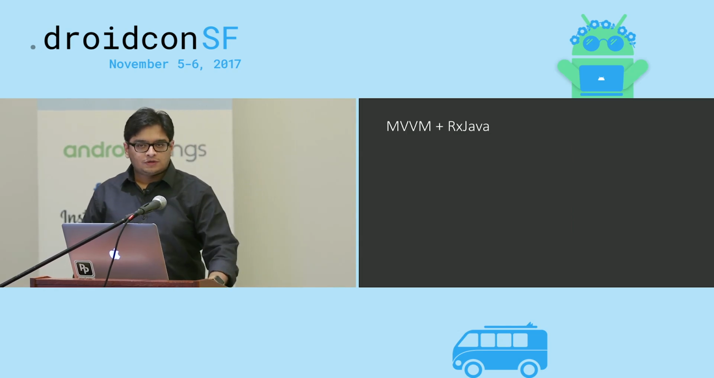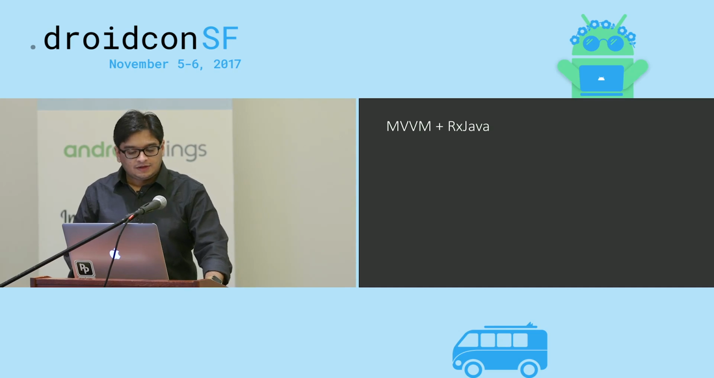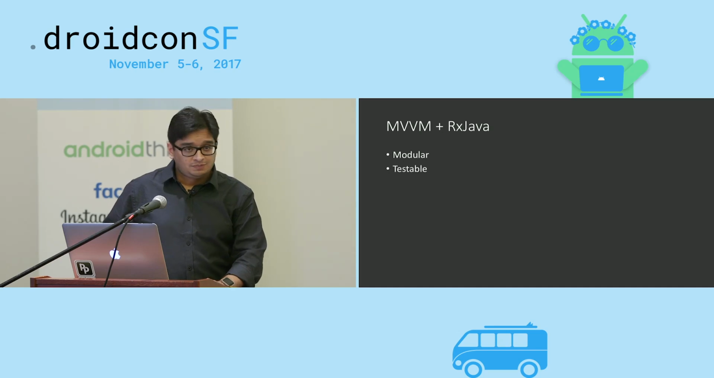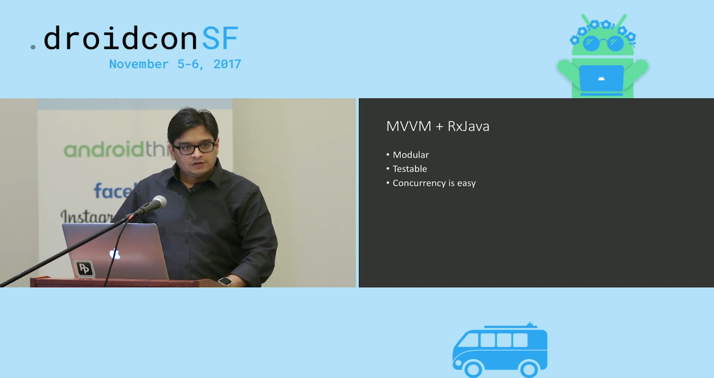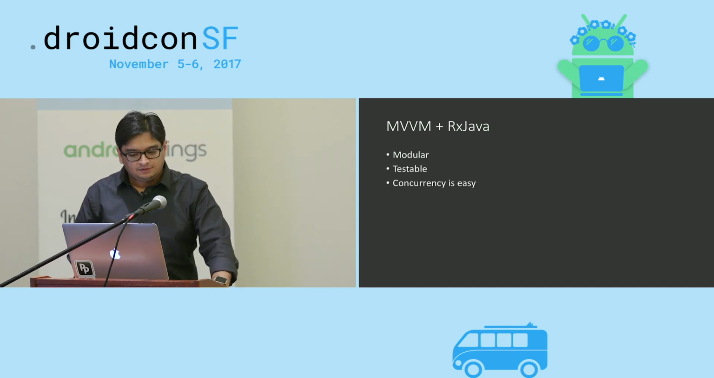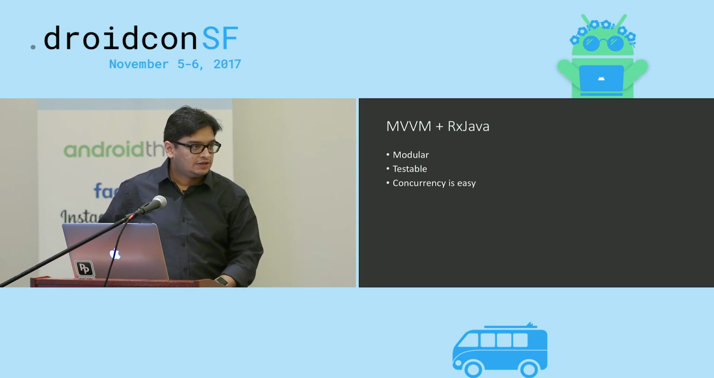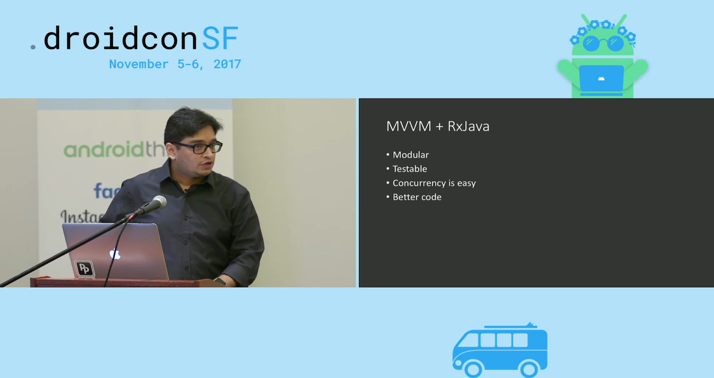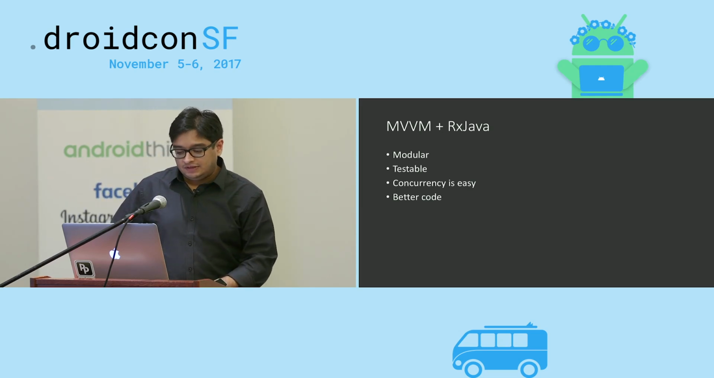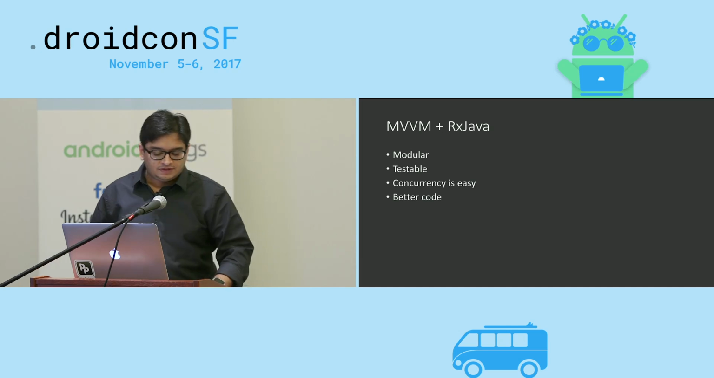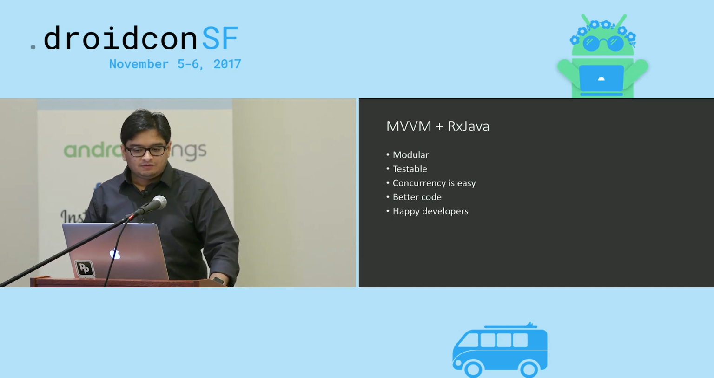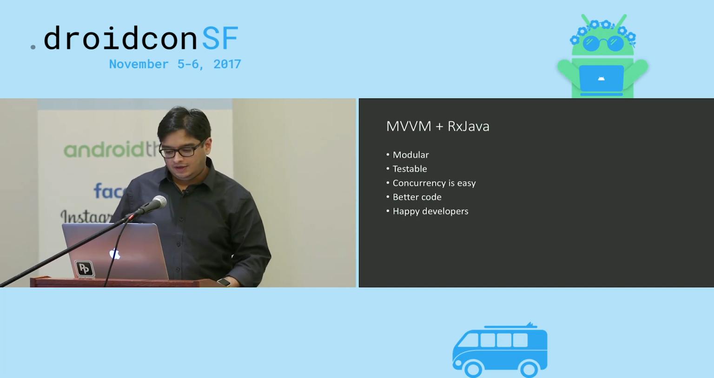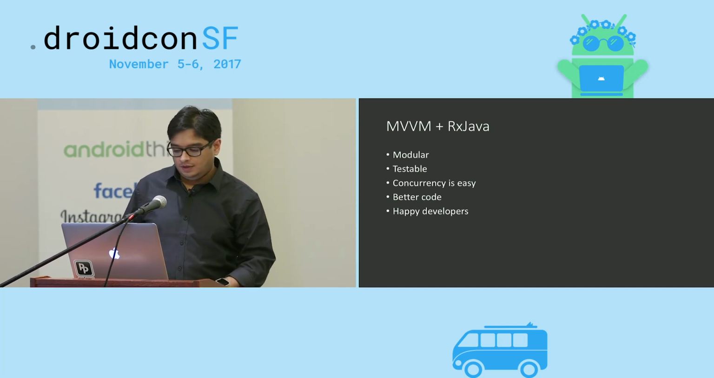What we really use is an MVVM pattern along with RxJava, and what it has helped us do is write modular code that has made it more testable. Concurrency operations are extremely easy now, and we'll look through some examples and discuss how that works using RxJava. Better code, because with functional programming there's less state, so fewer issues. And happy developers. We're able to write code faster, with fewer bugs, and ship products much sooner.